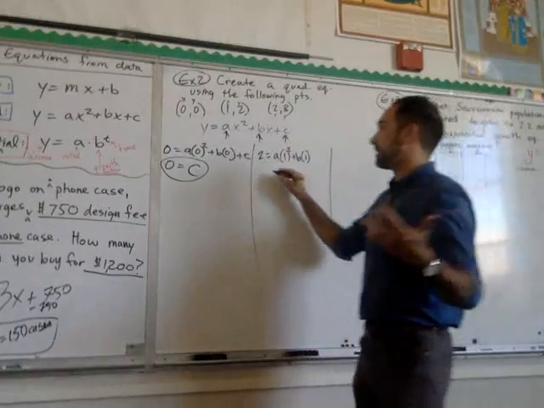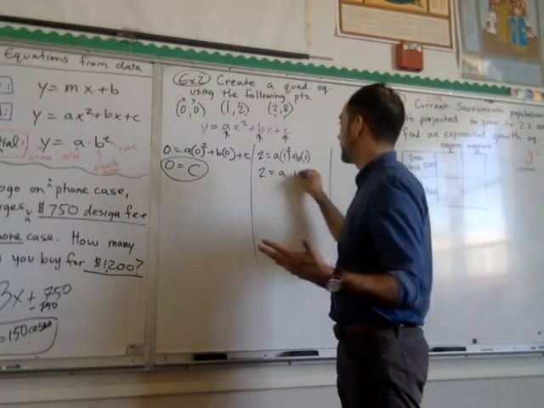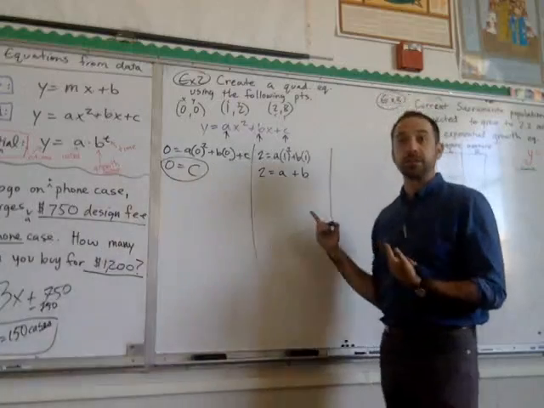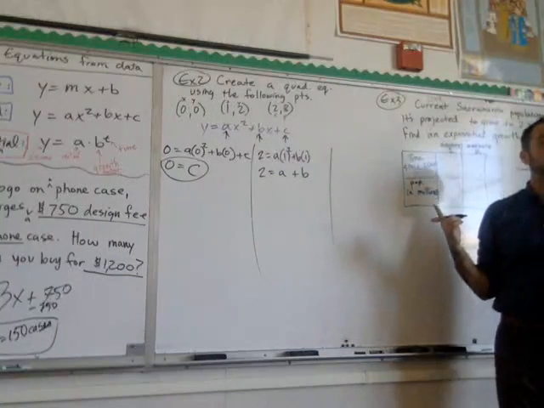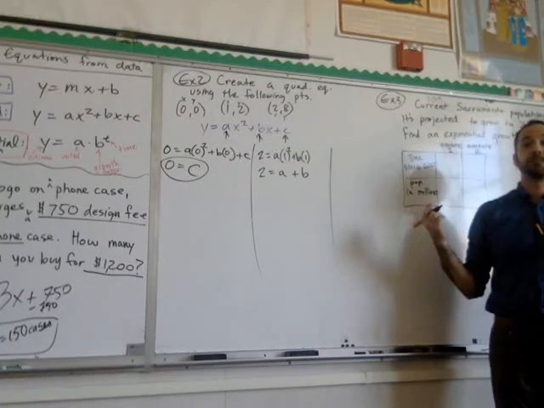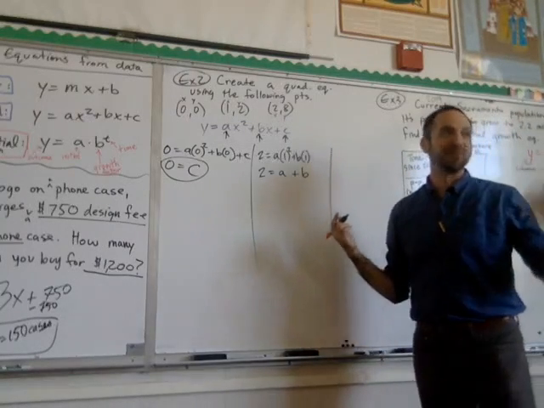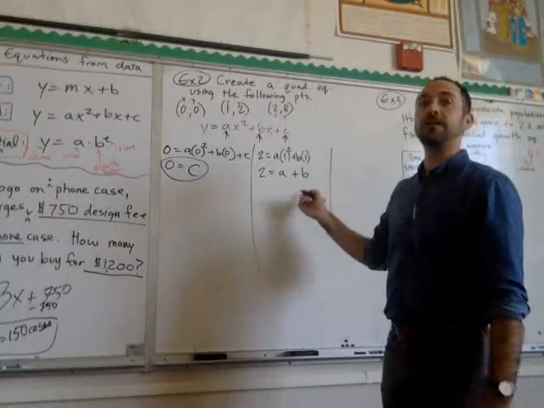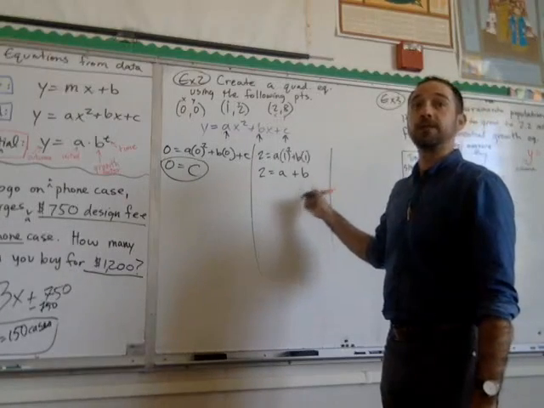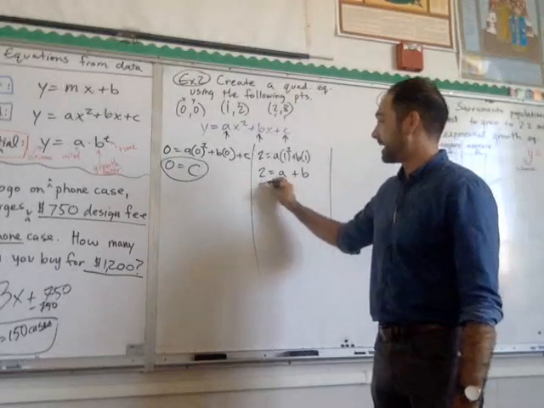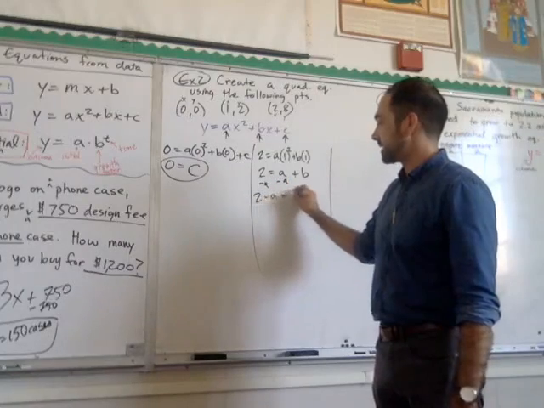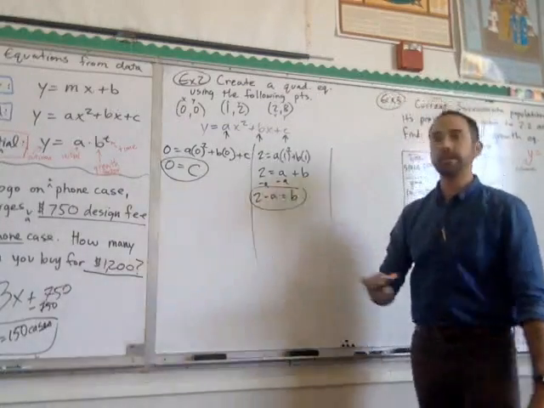So we solve this out. It doesn't look like it's going to work out great. But let's go ahead and still solve for A or B. Give me a letter. A, B. Let's go with B. Solve in terms of B. Minus A, minus A. 2 minus A is equal to B. Okay. We just found our B.